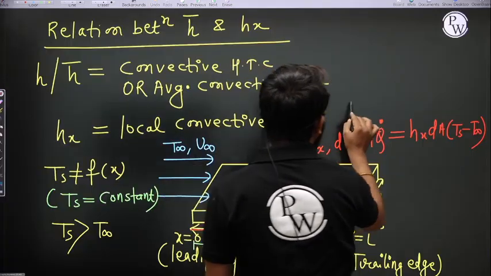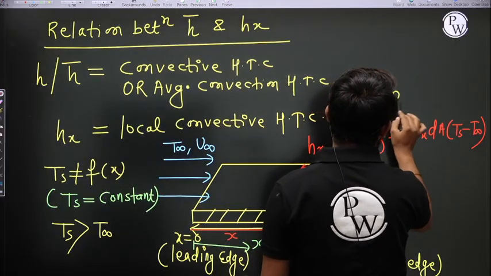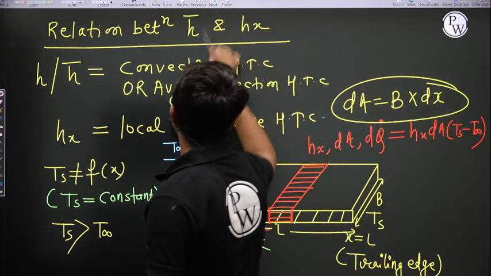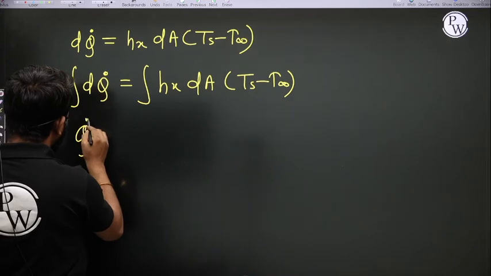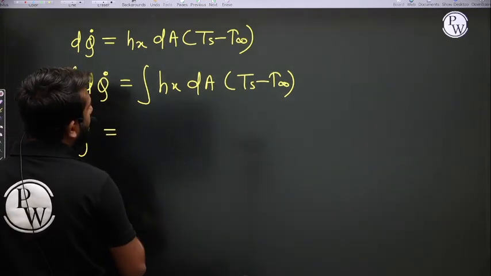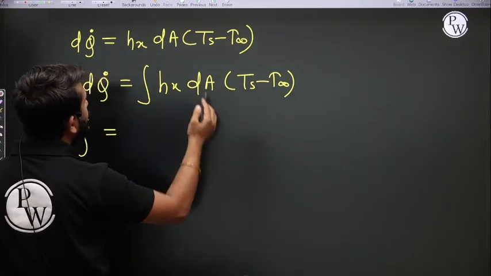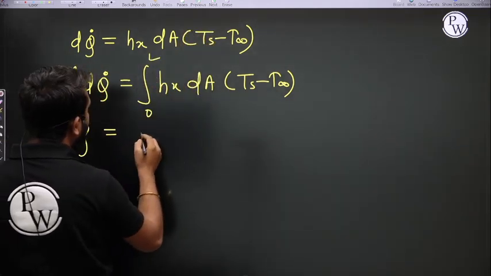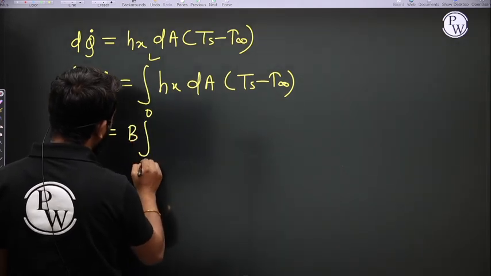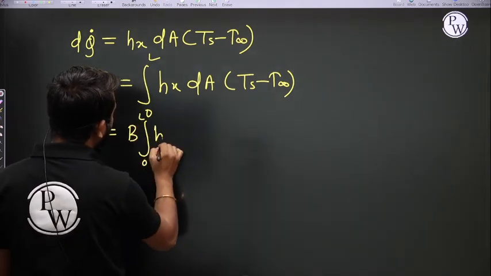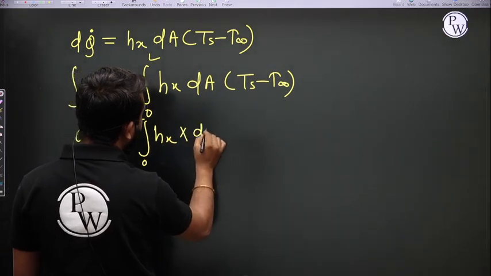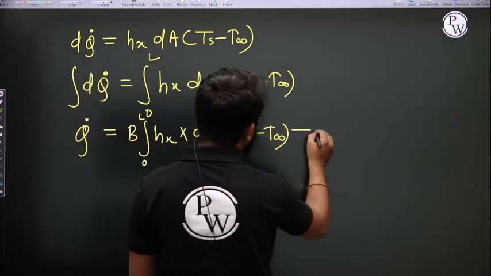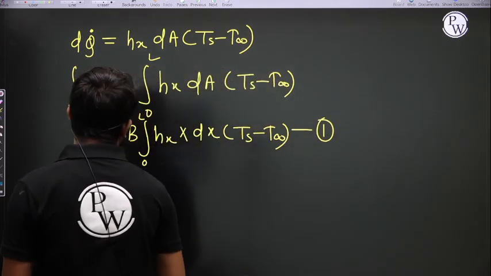What is dA? That dA is B into dx. So q dot is equal to, what is the limit? Let us assume the limit is 0 tends to L. So here, B, 0 tends to L, Hx into dx into Ts minus T infinity. This is equation number 1.